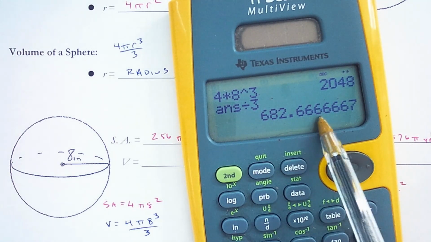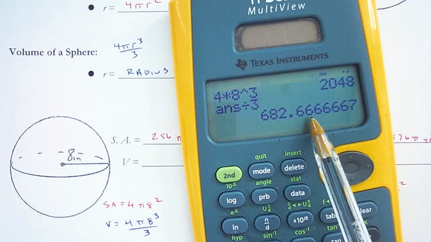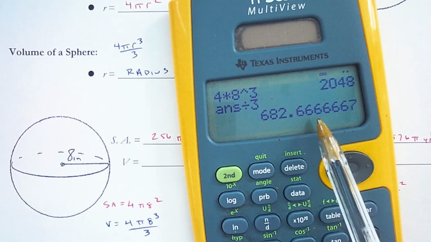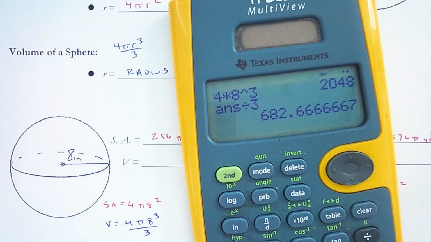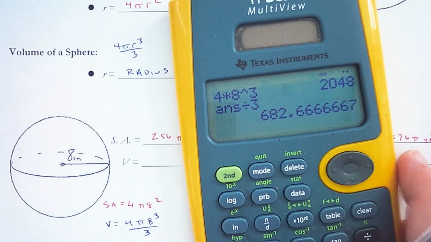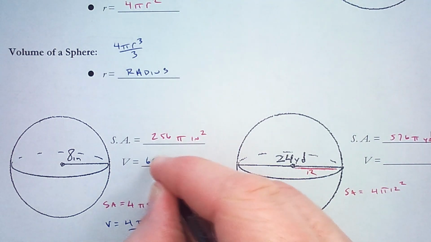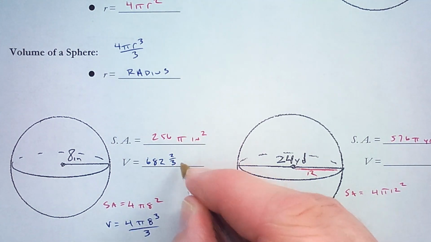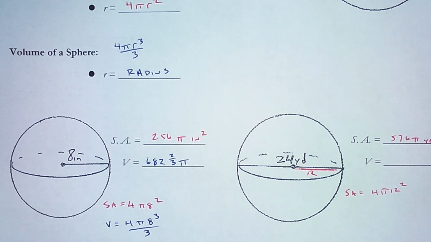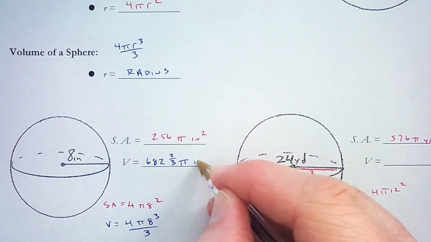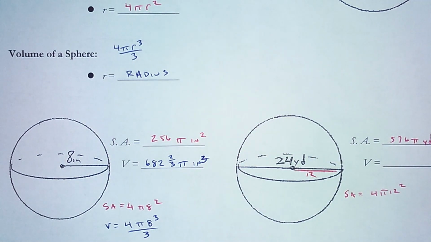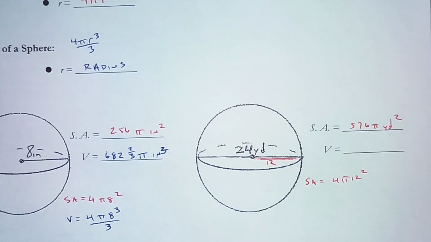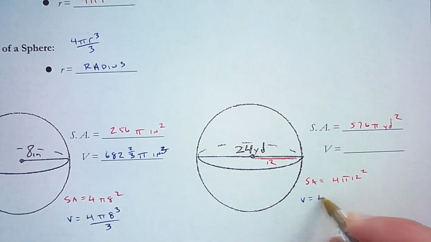Now 0.6 repeating, that is 2/3. That's a fraction decimal conversion that we should just know. If we get 0.3 repeating, it's 1/3. 0.6 repeating is 2/3. So this is actually 682 and 2/3. So 682 and 2/3 times pi, because we'd never use pi in our calculator, and that is in inches cubed. This is volume. It is inches cubed.